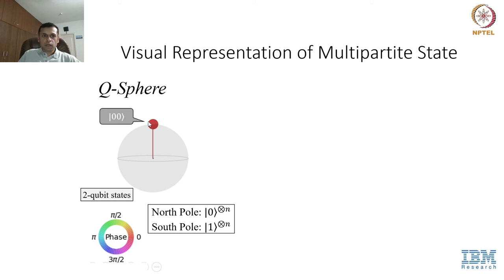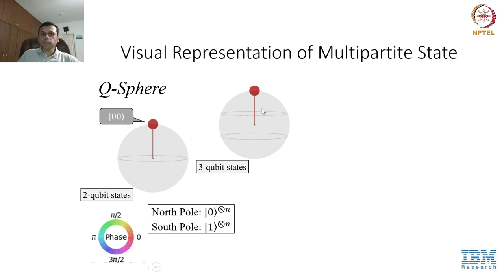So here, we want to represent the state 0-0, and that is denoted by the brown color, as you see here. As the phase changes, and if you want to represent our state with different phases, then we will use the appropriate color to represent that.